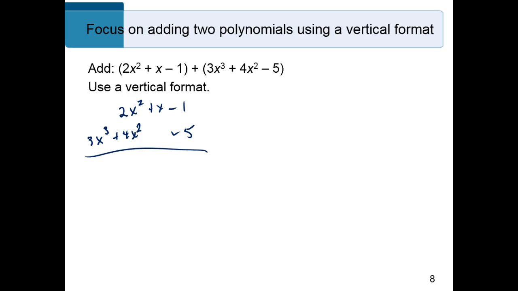So how would we add those? Pretty tough, isn't it? What do you get? 3x cubed, say again, plus 6x squared, plus x, minus 6. Done. Y'all are good. We don't even need to do this, do we? Okay? I wish we didn't. Okay.